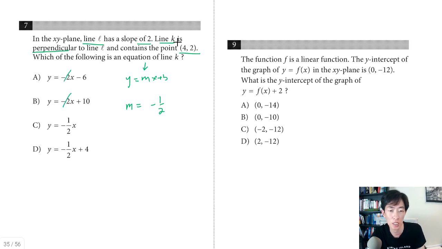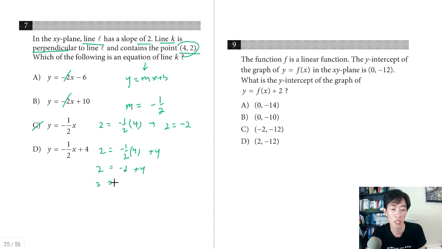Now between choice C and D, if we know that the line contains this point, let's just plug it in. So C, 2 is y, so 2 equals negative 1/2 of 4. Now obviously 2 does not equal negative 2, so C is going to be out. And just to double check D, 2 equals negative 1/2 times 4 plus 4. This becomes negative 2 plus 4 equals 2. And yeah, 2 obviously equals 2, so D is going to be the answer.